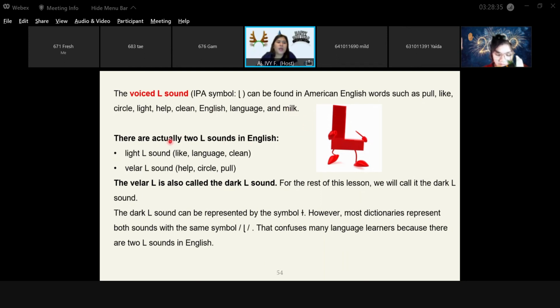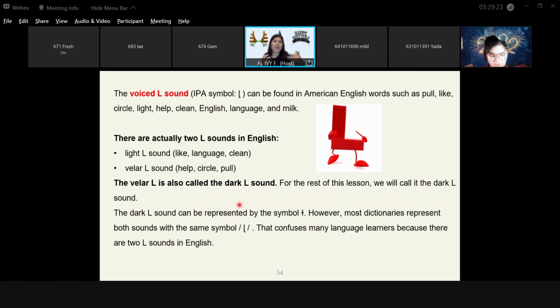So there are actually two L sounds in English. It says voiced, okay? You know the voice, the L vibration. The L sound like the light: like, language, clean. So they are the light L sound. Remember, this is very important. And the velar L sound is in help, circle, pull. You see the difference, light and the velar L sound, the dark L. The velar L is also called the dark L sound. For the rest of this lesson, we will call it the dark L sound.